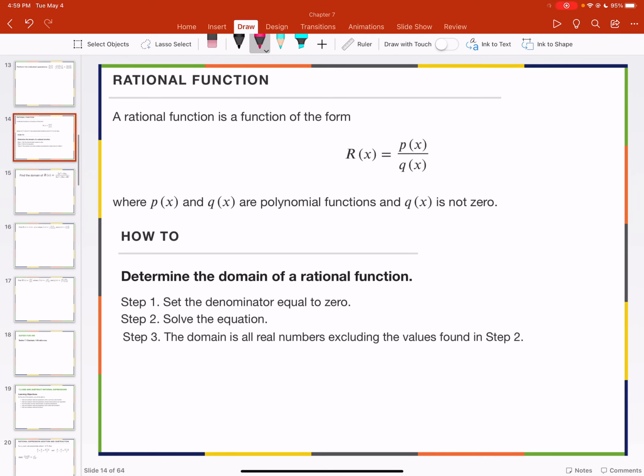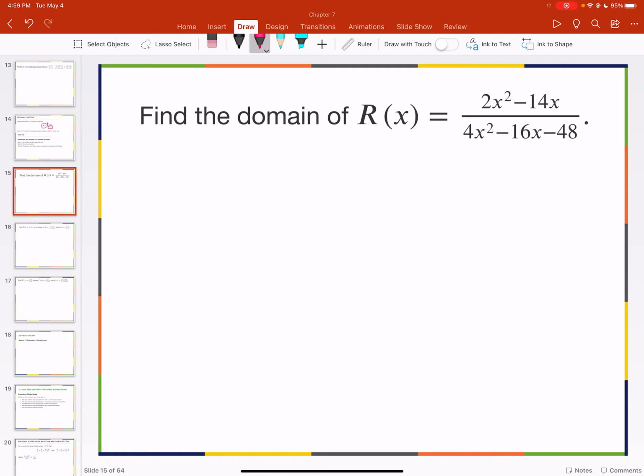Okay, what about a rational function? What is a rational function? It's basically an expression, except that now you have an equal sign and it has a name. So if we want to know the domain of a rational function, we have to set the denominator equal to 0, solve it, and then the domain is all real numbers except for those that make the denominator equal to 0. So let me show you what I mean.